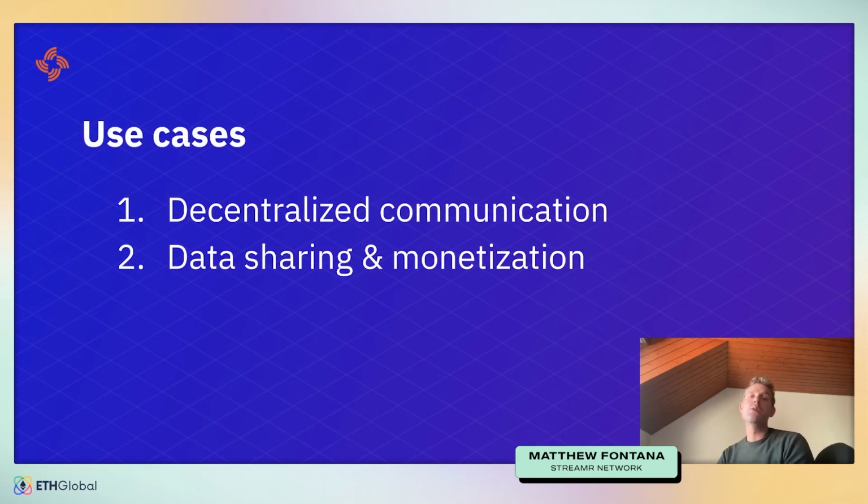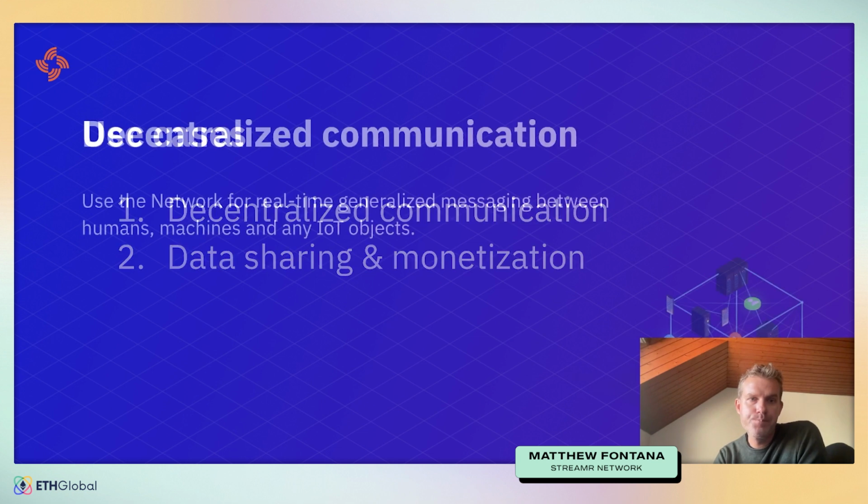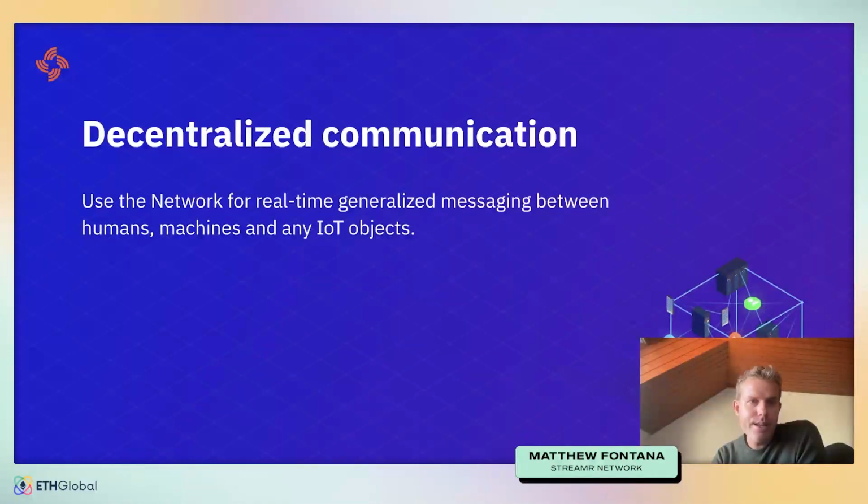So what can you use this network for? There's kind of two key use case scenarios that I'll talk to: decentralized communication, and data sharing and monetization. Communication is any sort of generalized messaging between humans, machines, scripts, IoT objects, nodes in a decentralized network, anything you can imagine. This bidirectional messaging can all flow through the network.